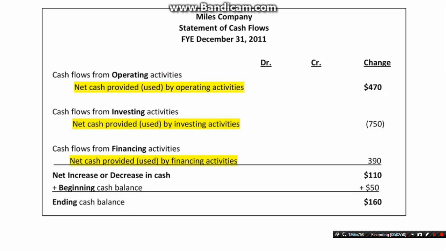When you sum up all these three numbers, you get net increase or decrease in cash. To that, you add beginning cash balance. And this gives you your ending cash balance. And this number is the same number as you have as cash and cash equivalents on balance sheet. So the ending cash balance number on the statement of cash flows reconciles with the cash and cash equivalents number that you have on your balance sheet.